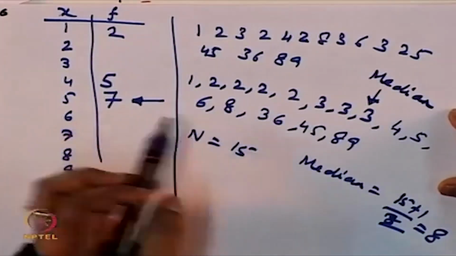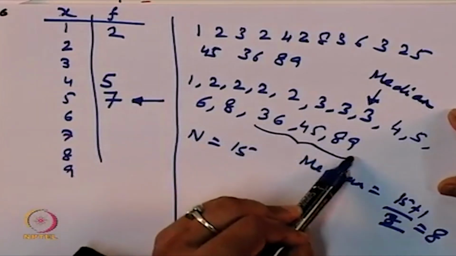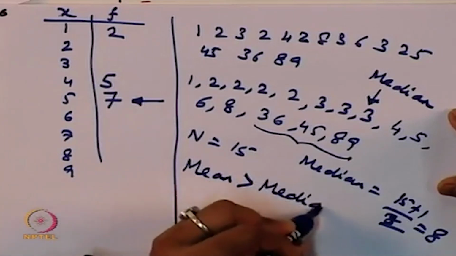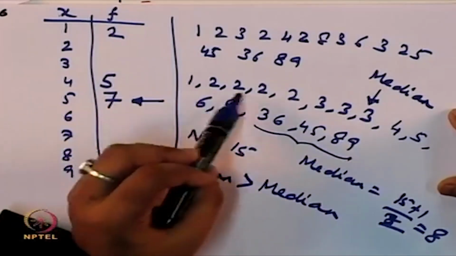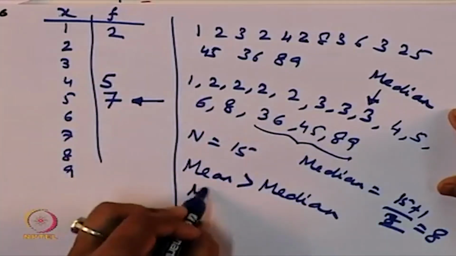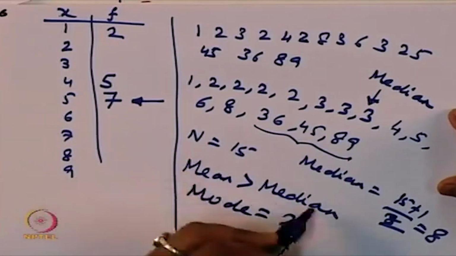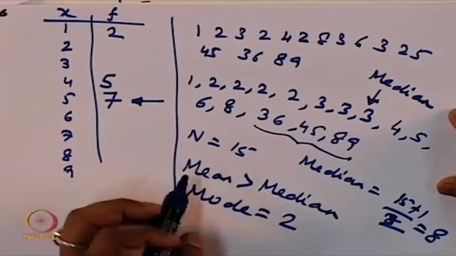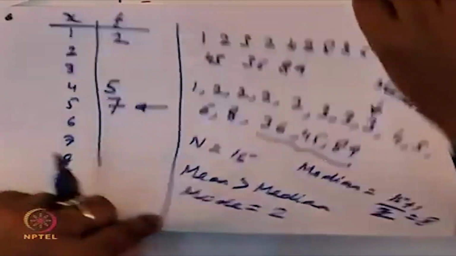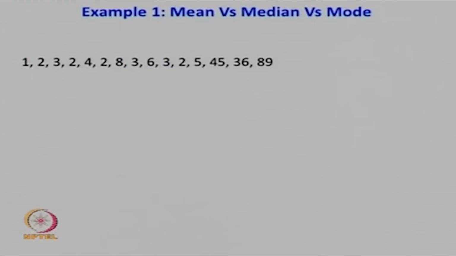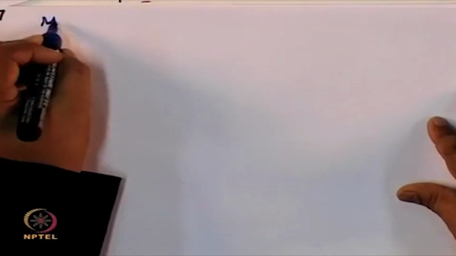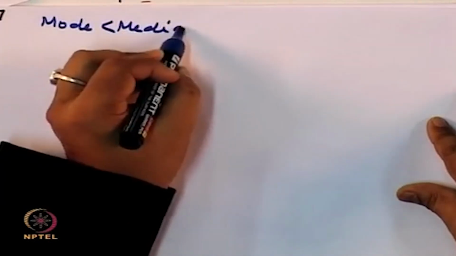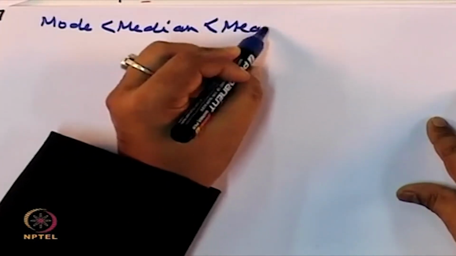When I take the average, because of the presence of these 3 numbers, my mean is of course going to be much greater than the median, and mode is the maximum occurring value, which is 2. So, mode is equal to 2, median is equal to 3, and mean is of course greater than median and is greater than mode. So, in this particular example that we worked out, we came to the conclusion that mode was less than the median, which was less than the mean.